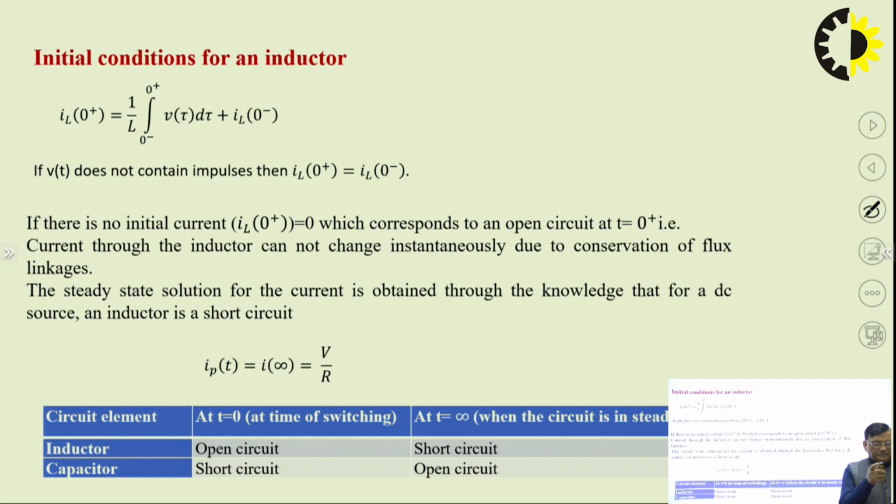So, in summary, at t equal to 0, at the time of switching, the inductor behaves as an open circuit and the capacitor behaves as a short circuit. At t equal to infinity, when the circuit is in steady state, the inductor behaves as a short circuit and the capacitor behaves as an open circuit. So, these are the two important behaviors of circuit elements R, L and C.